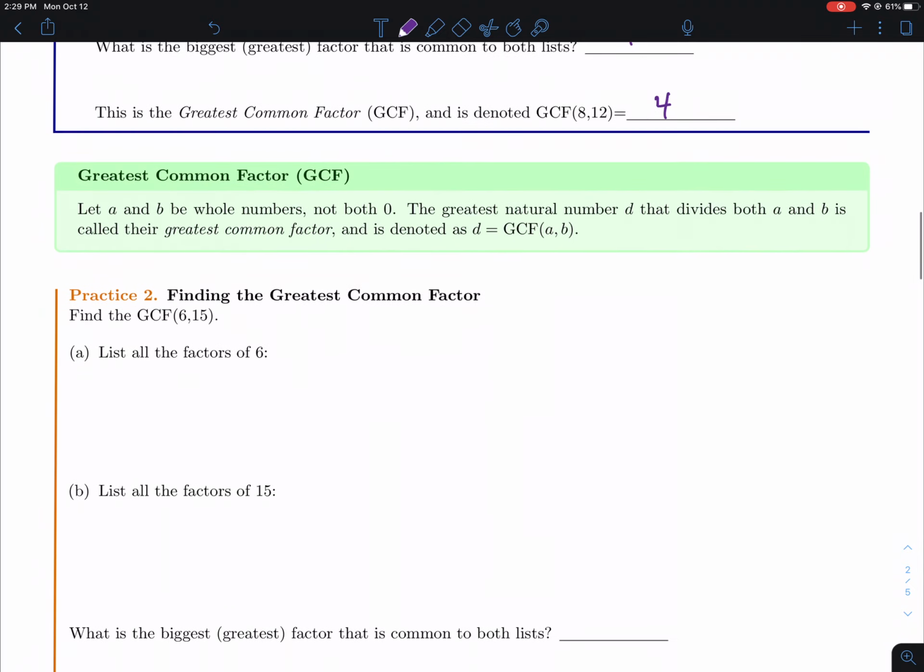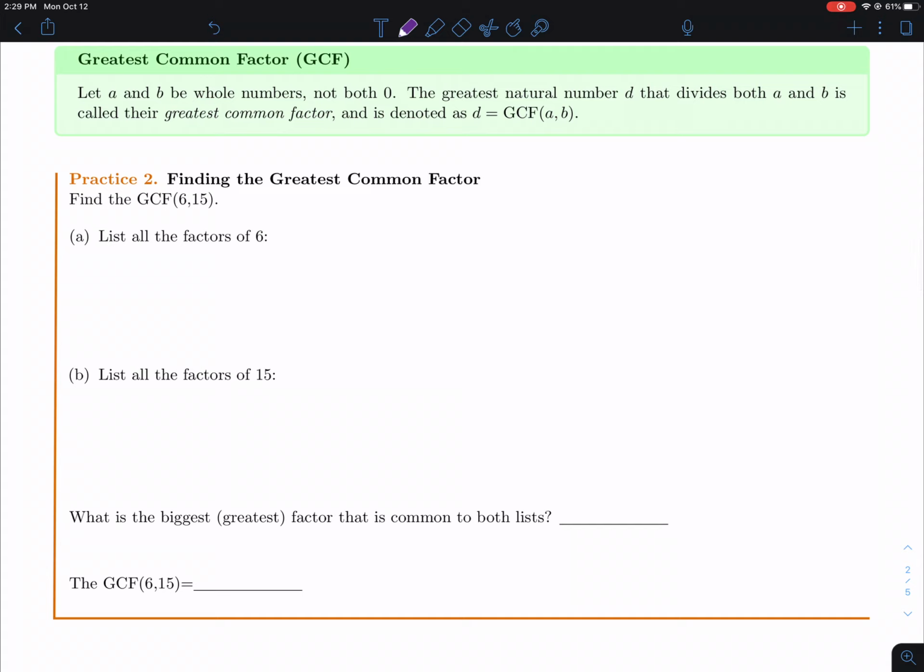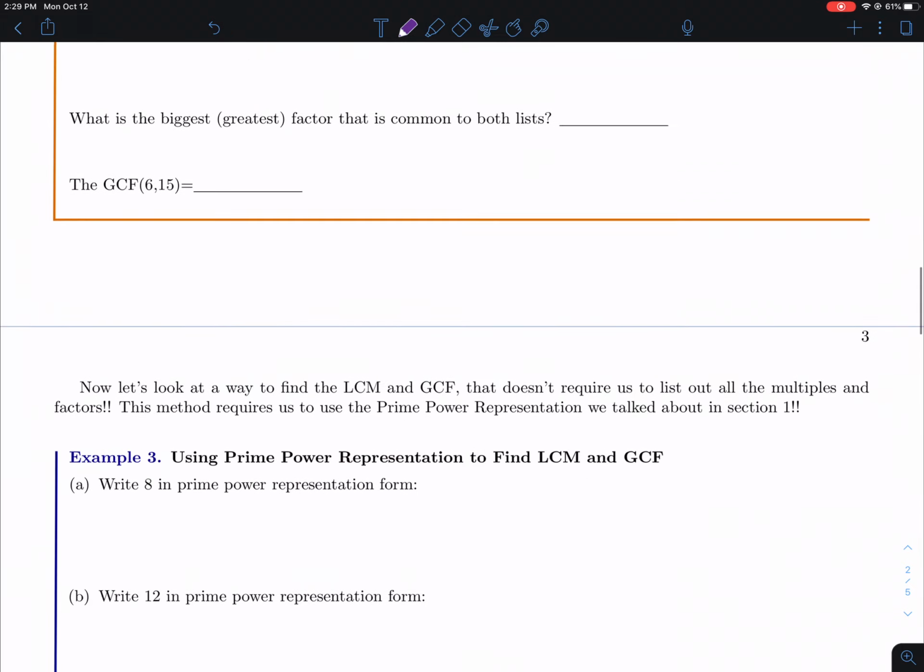All right. So again, go ahead and pause the video real quick. You guys work on practice 2. It's the same way we did it before. And then when you're done, come on back and we'll talk about another way that we can find least common multiple and greatest common factor that involves using the prime power representation. So come on back when you're done.